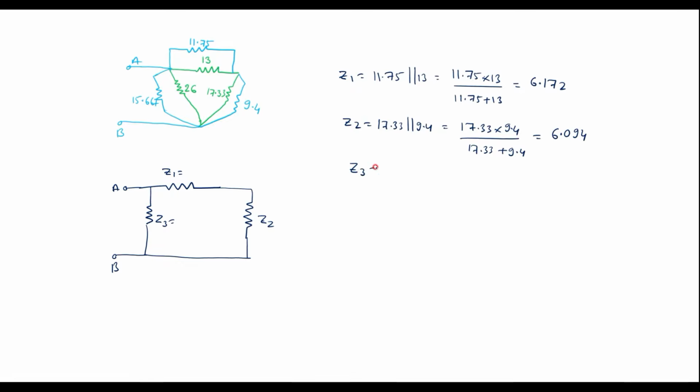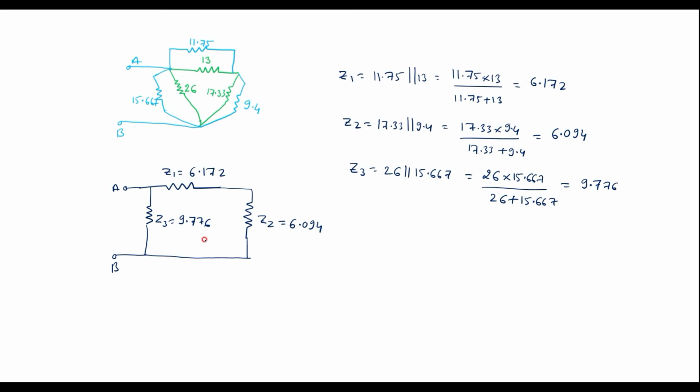Similarly, Z3 is equal to the parallel combination of these two, that is 26 parallel with 15.667, which is equal to 26 into 15.667 divided by 26 plus 15.667. It gives 9.776. Therefore, Z1 is 6.172, Z2 is 6.094, and Z3 is 9.776.